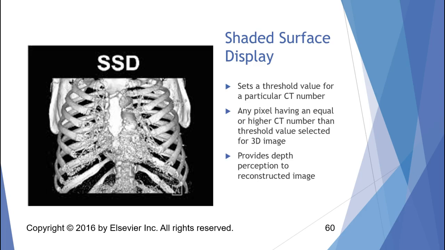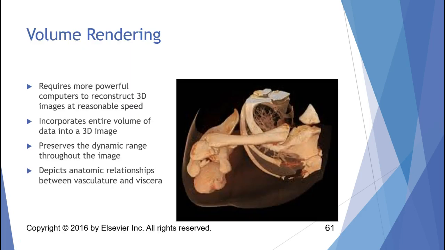It gets rid of all of the rest. So you can pick the actual CT number that you're looking at. So like bone, you tell it you want it to map out things that are 950 to 1000. Everything else disappears, and that's what's left in your image. It provides depth perception to a reconstructed image.